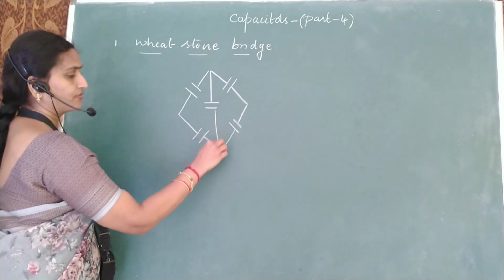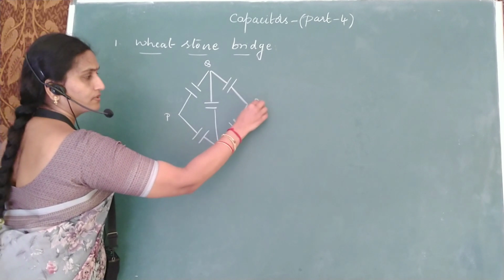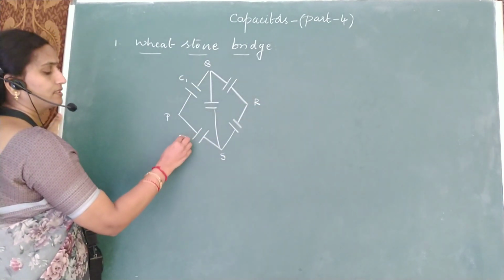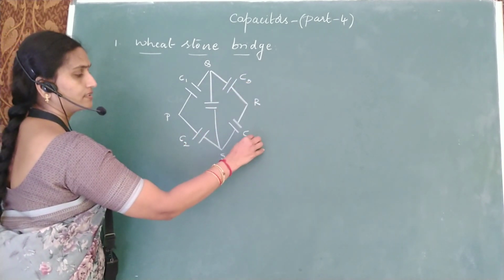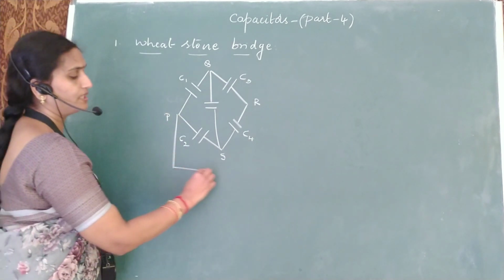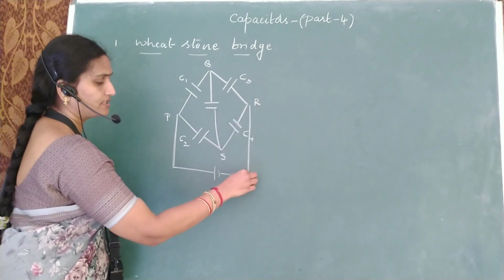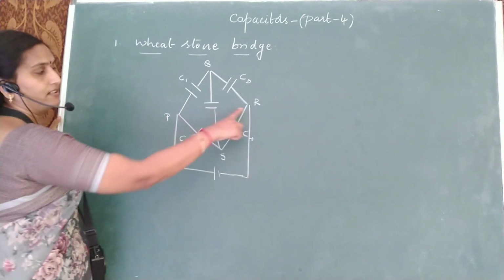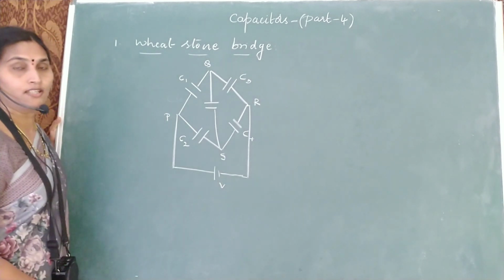I am showing you 5 different capacitors connected between P, Q, R and S. Let me name them as C1, C2, C3 and C4. And if you have a power supply between P and R, that means we are going to connect a battery which is going to charge the system of these 5 capacitors. So between diagonally opposite points we have a power supply. Let the voltage applied be V.